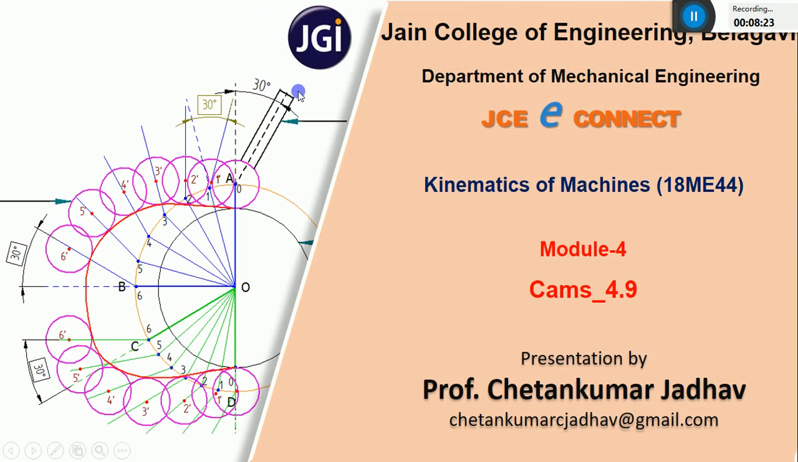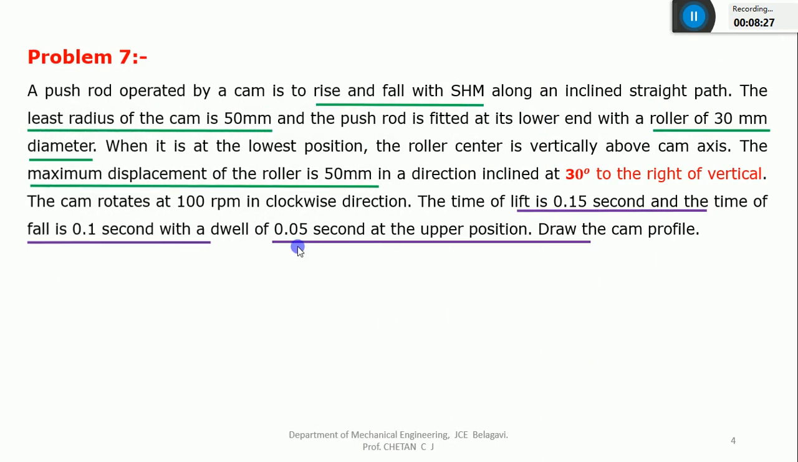After that, it will take a rest. There is no movement for an interval of 0.05 second. So first it will rise, taking time 0.15. After that, it will take rest, that is 0.05. Immediately after 0.05 second, it will come down in a time span of 0.1 second. So for these conditions, you need to draw the cam profile.